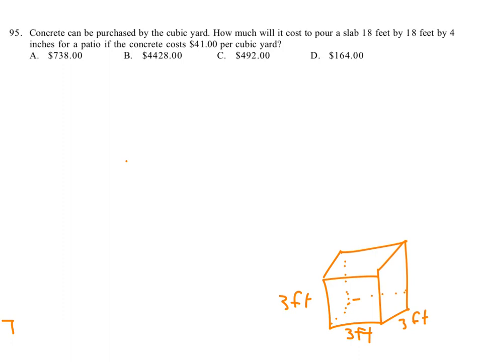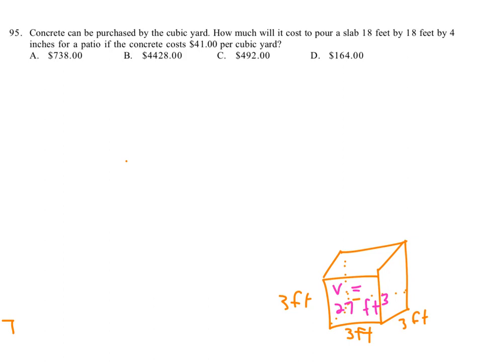So if you want to know how many cubic feet are in a cubic yard, you would say, well, if 1 yard is 3 feet, then instead of 1 yard by 1 yard by 1 yard, we've got 3 feet by 3 feet by 3 feet. 3 times 3 is 9, 9 times 3 is 27. And so this thing has a volume of 27 cubic feet. Concrete is purchased by the cubic yard, and it costs $41 per cubic yard. We're going to take the number of cubic feet that we get, which is what they're giving us the measurements in, and convert it to cubic yards by dividing it up into groups of 27. Each group of 27 is a cubic yard.